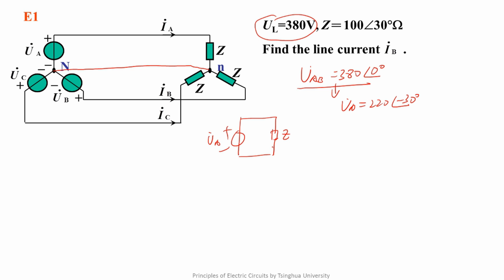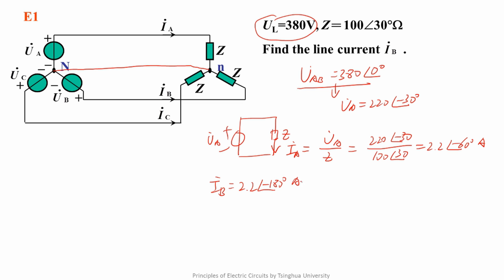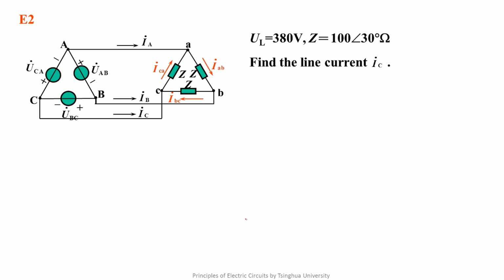The phase current of the phase A circuit is this. The load is in a star connection, so the phase A current equals the line A current. So we get IA. Based on symmetry, IB lags IA by 120 degrees, so IB equals this. Thus, we've completed the analysis of the whole circuit.